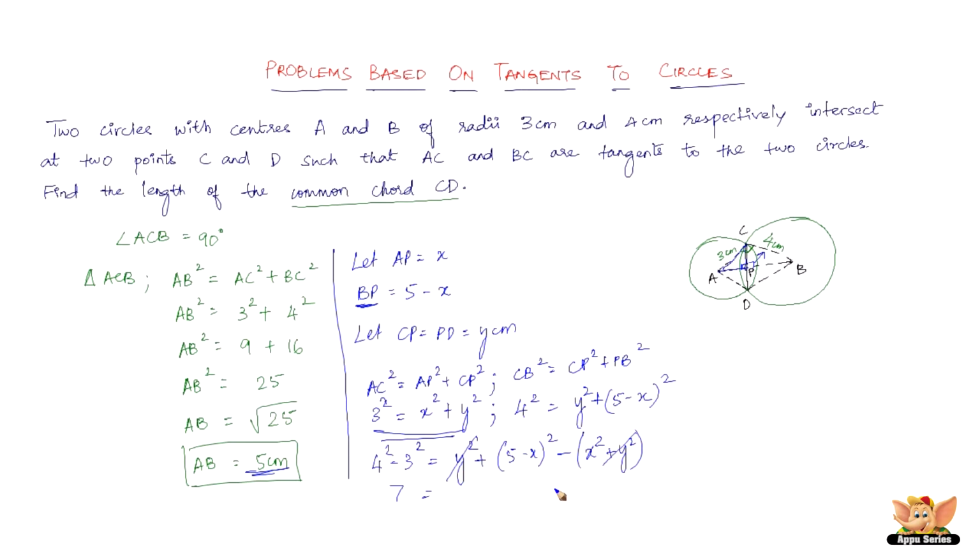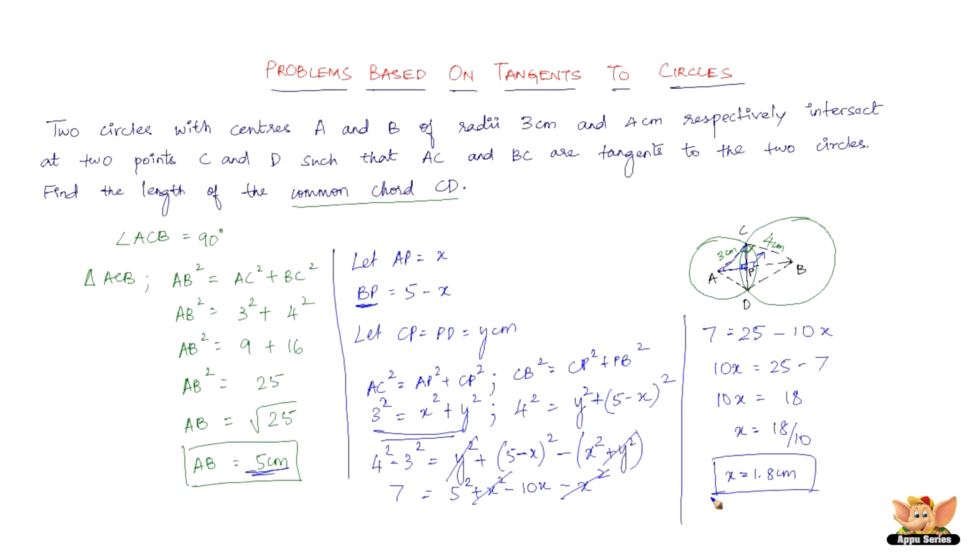Y square is going to get cancelled. And what is left is 5 minus x the whole square, which is nothing but 5 square plus x square minus 10x, using a minus b the whole square, and then minus x square. X square is going to get cancelled. So all we are going to have left is 7 equals 5 square, which is 25, so 7 equals 25 minus 10x, which is nothing but 10x equals 25 minus 7. So 10x equals 18, so we have x equals 18 by 10, or x equals 1.8 centimeters.